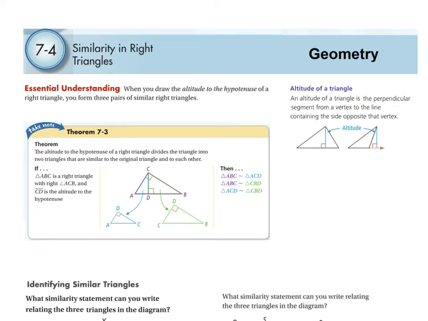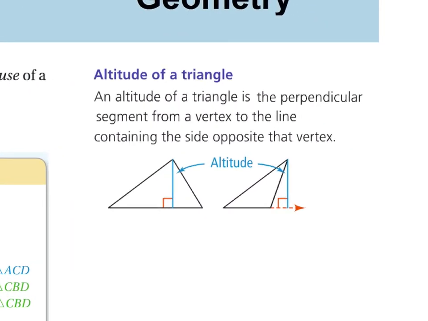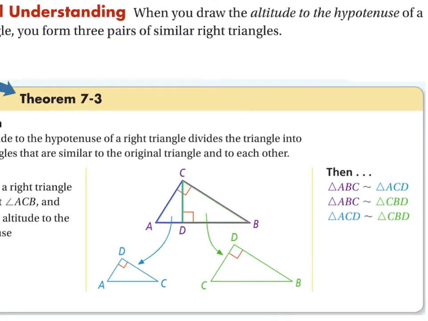Okay, this lesson is about similarity in right triangles. And so let's recap a vocabulary word, altitude. The altitude of a triangle is the line that makes a right angle with the base. So whether that's on the inside or the outside, it makes a right angle with the base. Vocabulary, remember it, please.